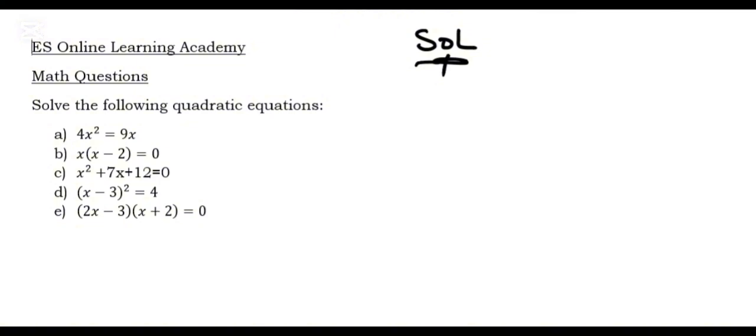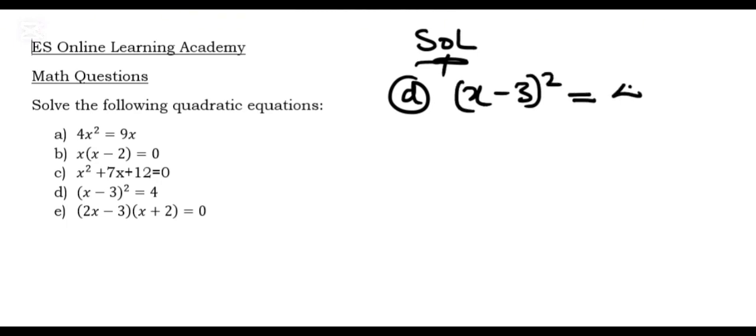Solving for x on D, we have x minus 3 squared equal to 4. So for this type of quadratic equation, the first thing that we have to do is introduce square root on both sides, since x minus 3 in brackets is squared. So introducing square root on both sides, so we're going to have square root on the left side and also square root on the right side. Now for the right side, we are going to also introduce plus or minus, since we need two solutions. The plus or minus is going to give us the two solutions.